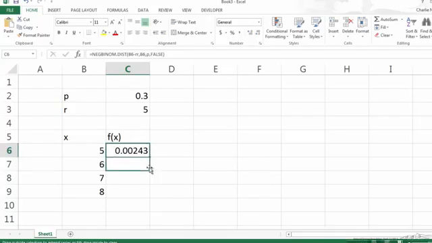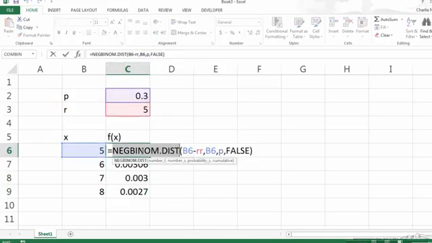Now I can drag this down. This will be what's the probability that we sell out exactly on the 6th house, on the 7th house, on the 8th house. I did make one error in the number of successes here. Instead of being B6, that's not the number of trials, this is the number of successes, and that should be RR. So in a negative binomial distribution, we have the number of trials minus the number of successes. That equals the number of total failures.